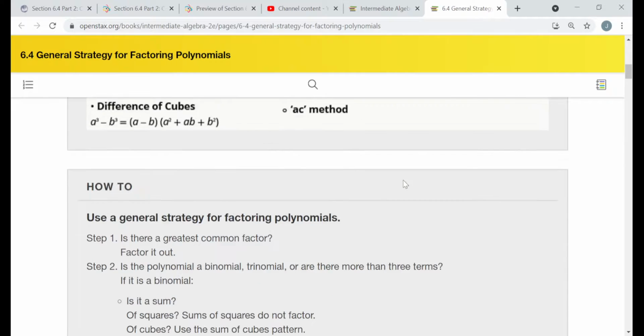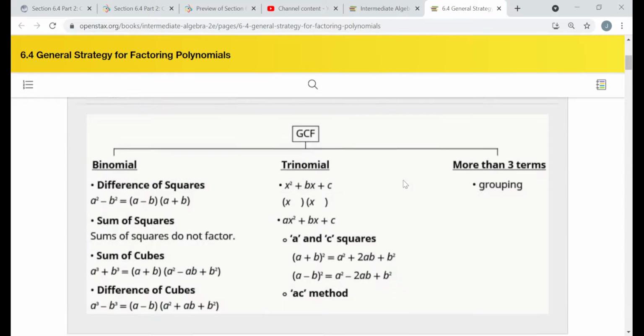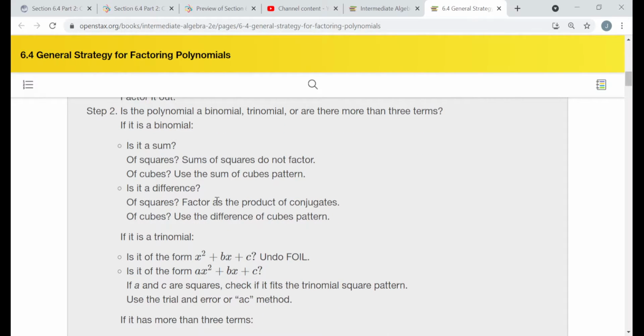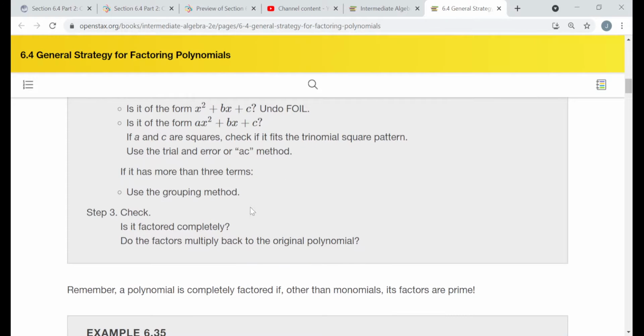Right, and they also have, even below that, a how-to. Basically, they're taking this box up here and putting it into steps. What's the greatest common factor? Factor it out. Do you have 2 terms, 3 terms, or more terms? And then, what you should be doing in each of those cases. And then, of course, at the very end, you should be checking your result by multiplying the factors you got. If you're multiplying properly, hopefully you get back the original polynomial. And if you don't, that means you either factored wrong or you multiplied wrong.